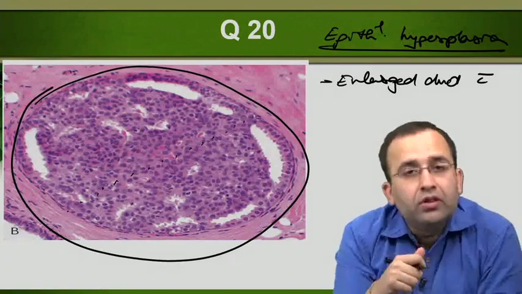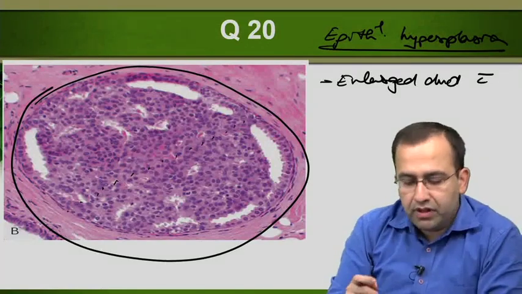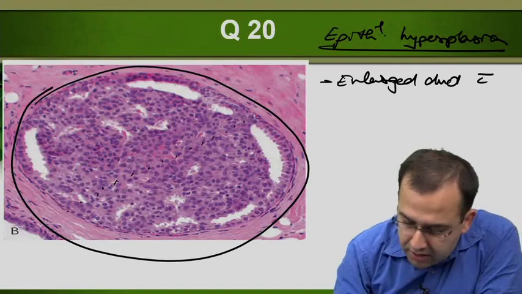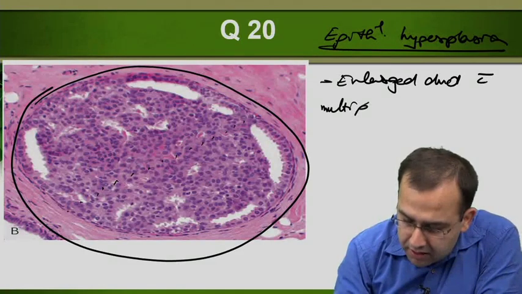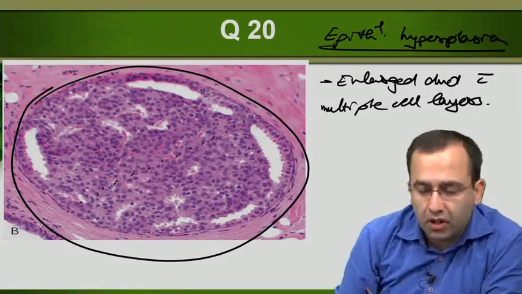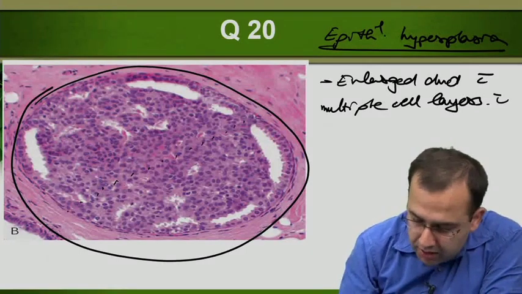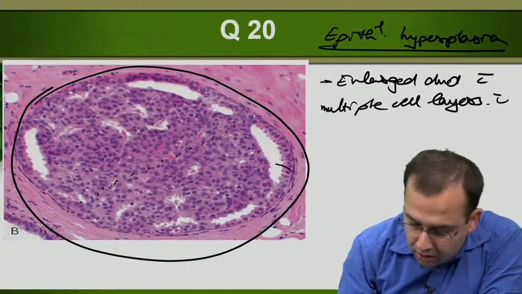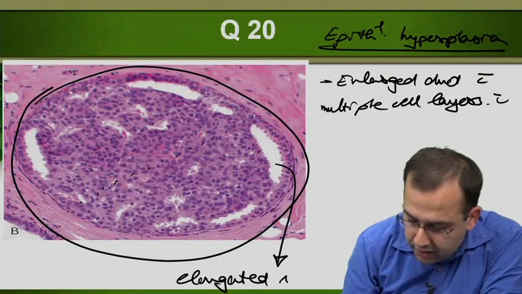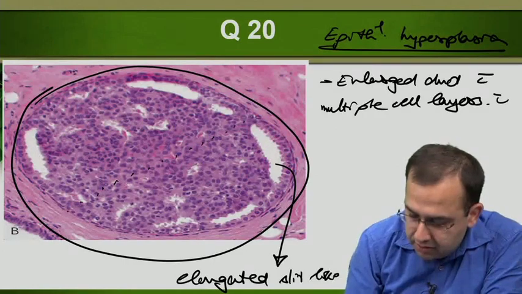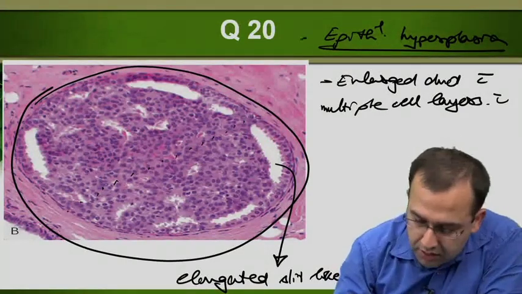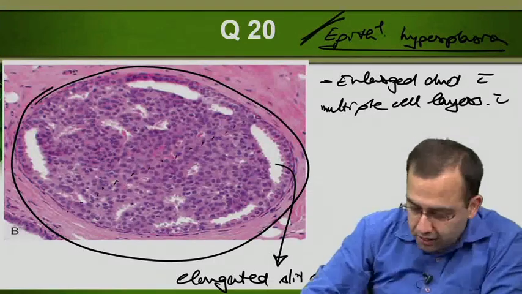Okay. So this gets us back to this slide. What we see here is the presence of an enlarged duct with multiple cell layers, with elongated slit-like spaces. All these are the elongated slit-like spaces. So diagnosis, epithelial hyperplasia.